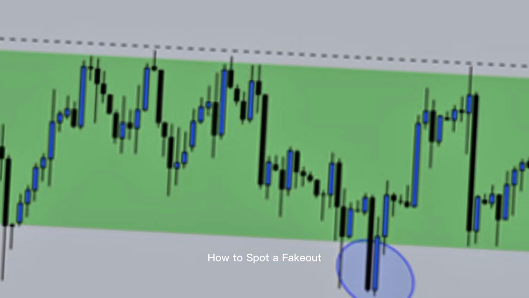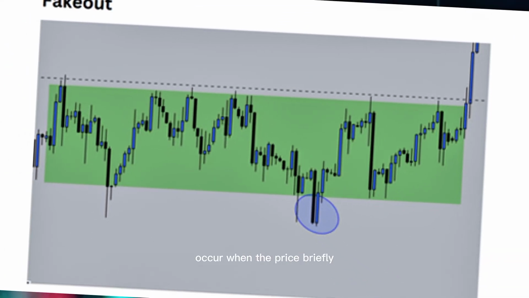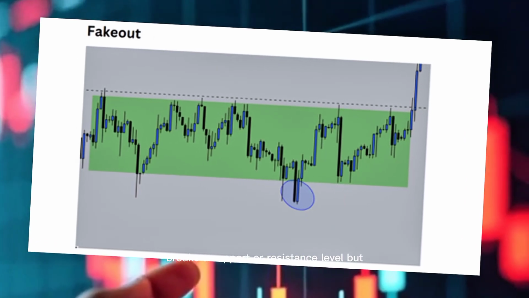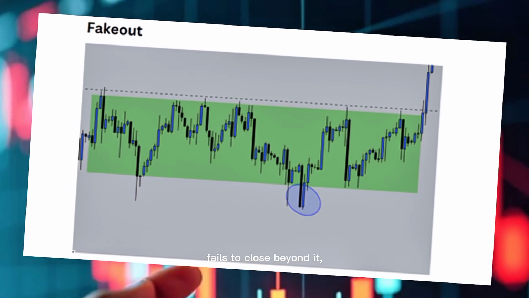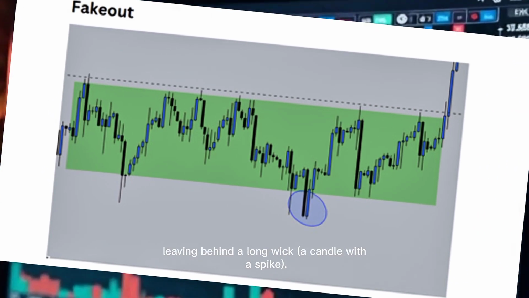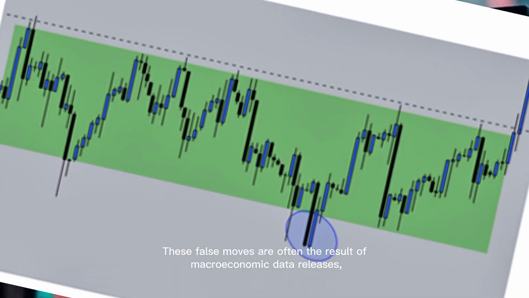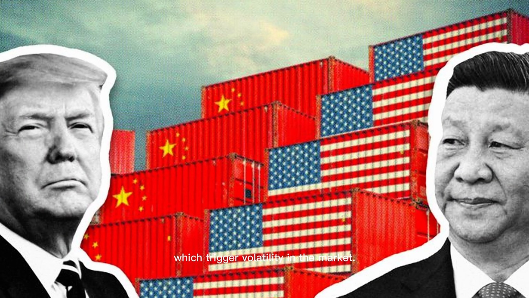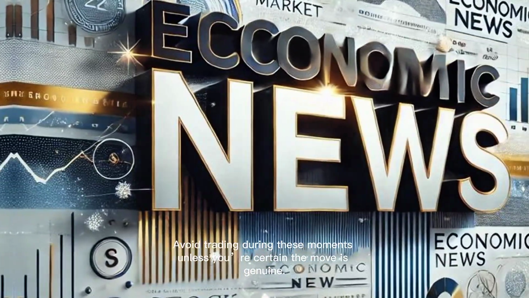How to spot a fakeout. Fakeouts typically occur when the price briefly breaks a support or resistance level but fails to close beyond it, leaving behind a long wick, a candle with a spike. These false moves are often the result of macroeconomic data releases, which trigger volatility in the market. Avoid trading during these moments unless you're certain the move is genuine.